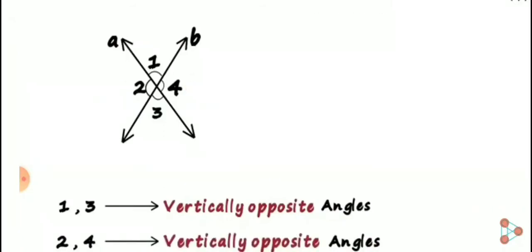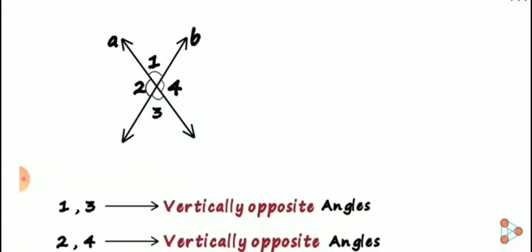Well, it looks as if angles 1 and 3 are vertical while angles 2 and 4 are horizontal. But in any case, such pairs of angles are always called vertically opposite angles. This was the first concept.